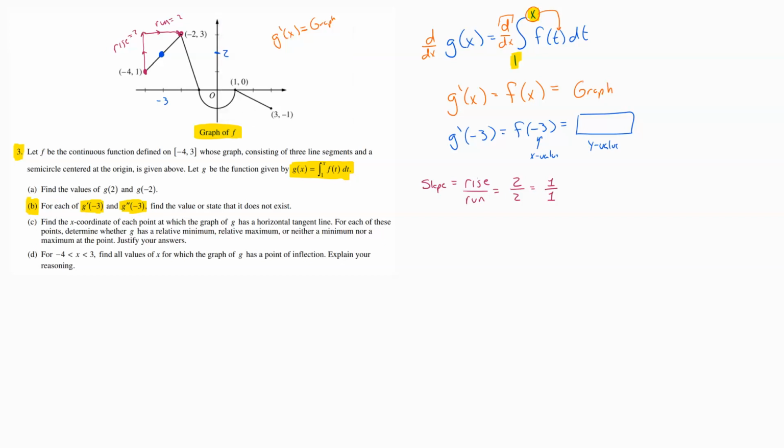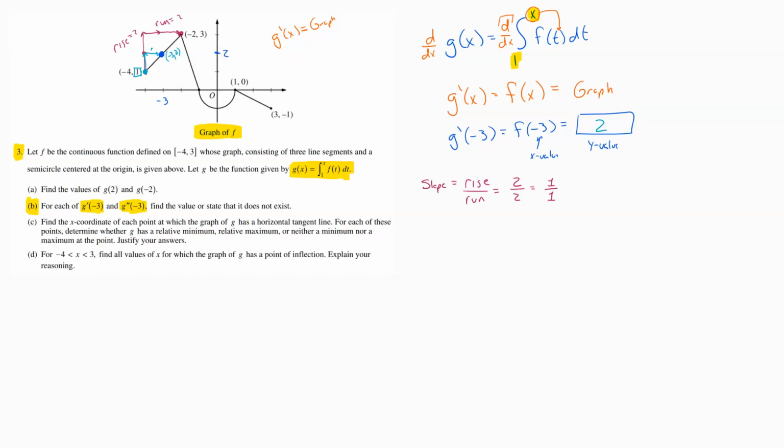So starting here in this left corner, I would rise 1 and I would run 1. And so that tells me that if I rise 1 off of this 1 here, I am actually going to get to that point, negative 3, 2. So the y value on this would be 2.